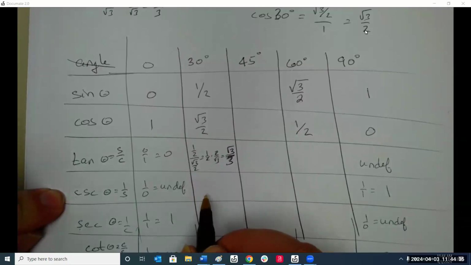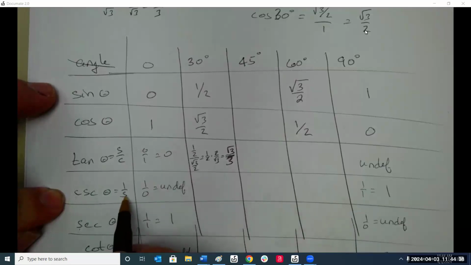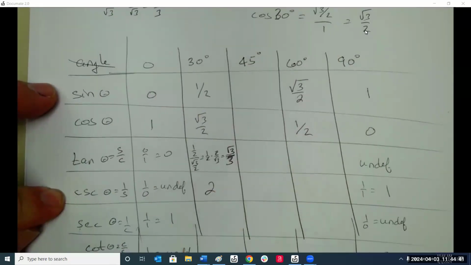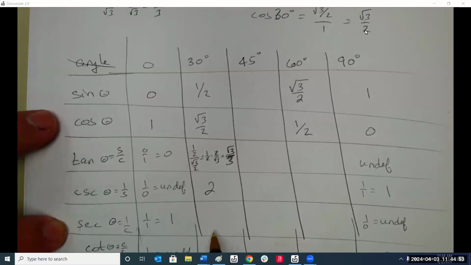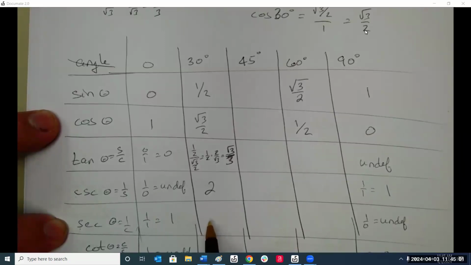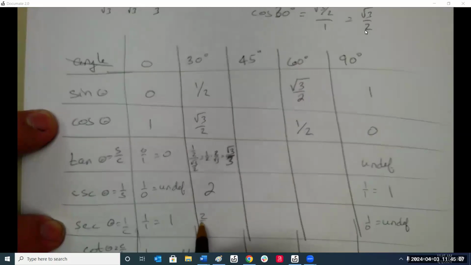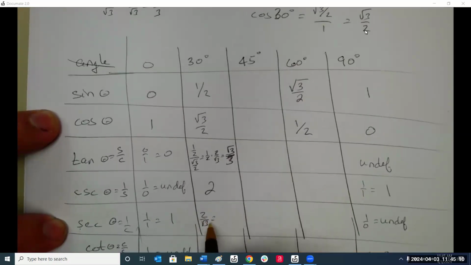Cosecant at 30 degrees. So 1 over sine, 1 over 1/2 is 2. Because you flip the bottom. Secant of 30 degrees. It's 1 over cosine. So we flip that. So it's 2 over radical 3. Rationalize the denominator. So we get 2 radical 3 over 3.